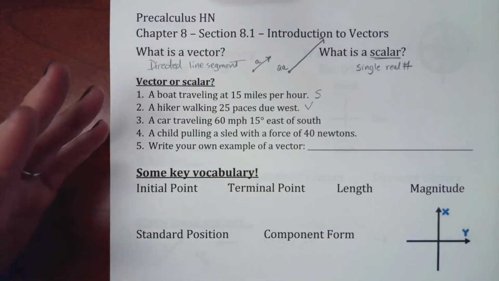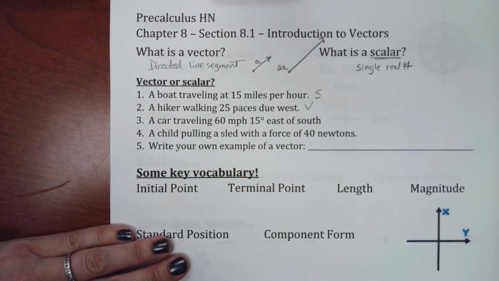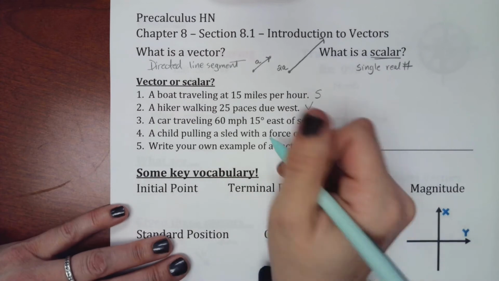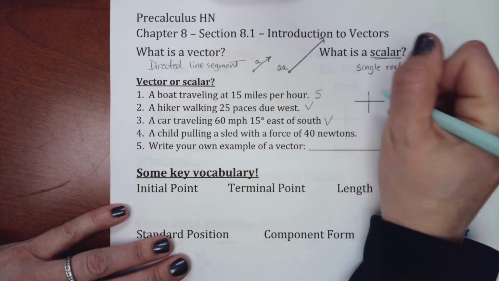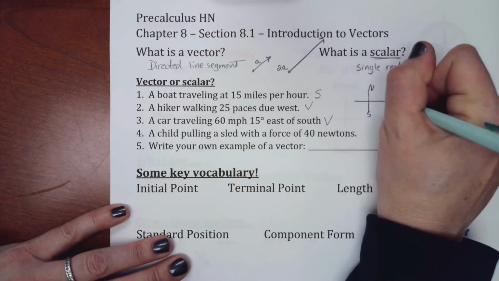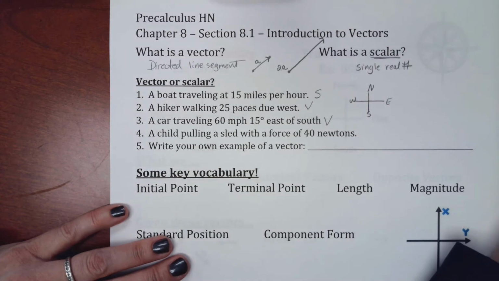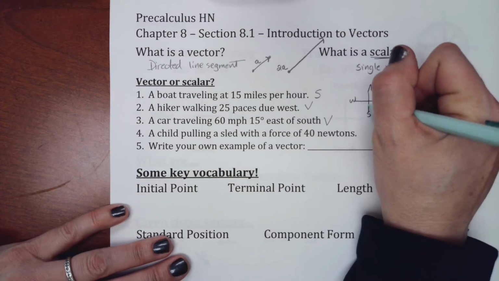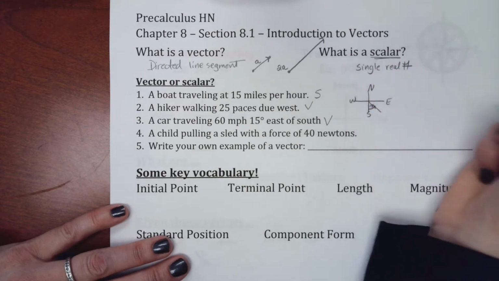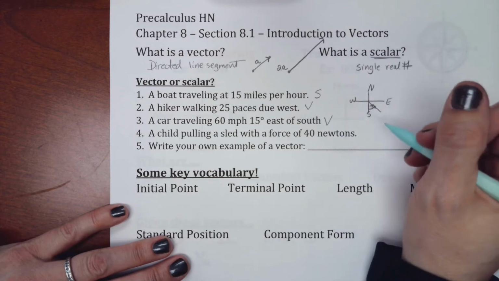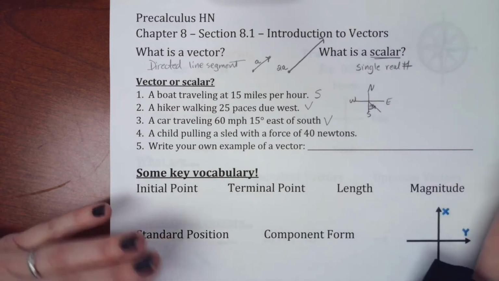So some of your homework, the first part, there's questions like this. All right, a car traveling 60 miles per hour, 15 degrees east of south. We'll talk about what that means now, but it's a vector. When somebody says east of south to you, you have north, south, east, and west, your compass there. So here's south. East of that would be this direction. When they tell you that, that means you're going 15 degrees towards east when you're starting at south. So that would be that direction.